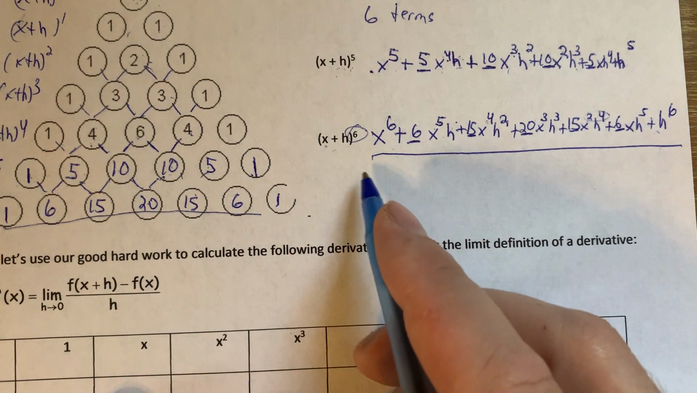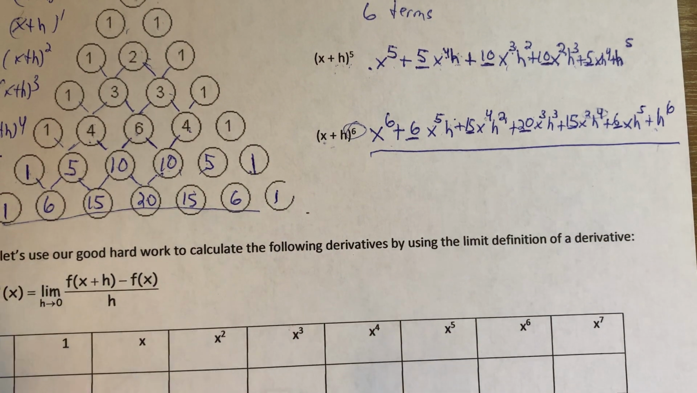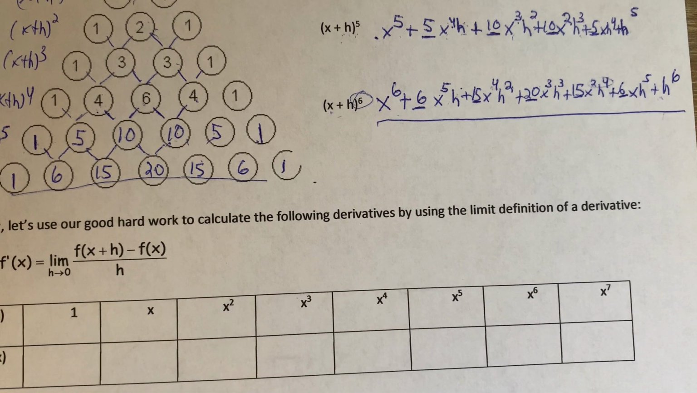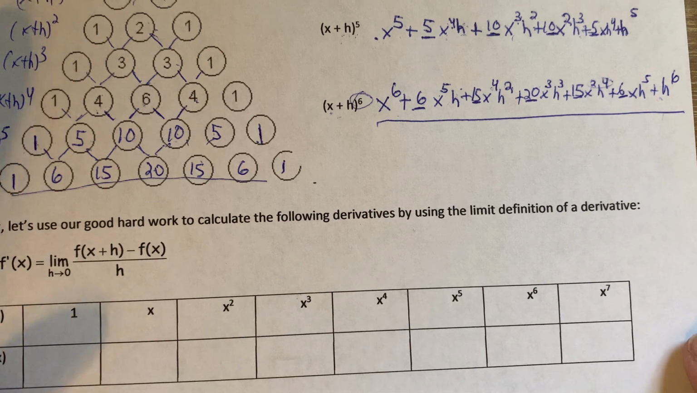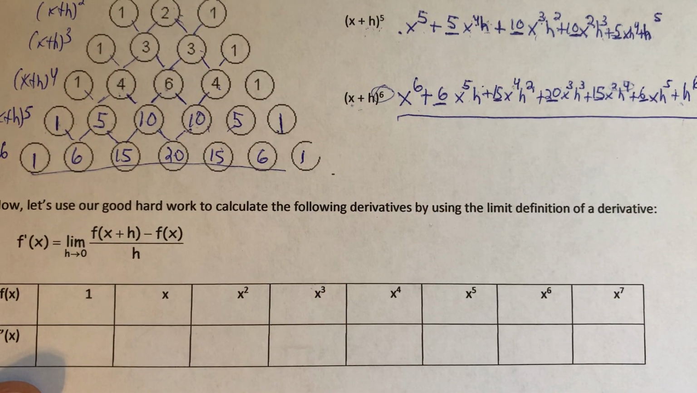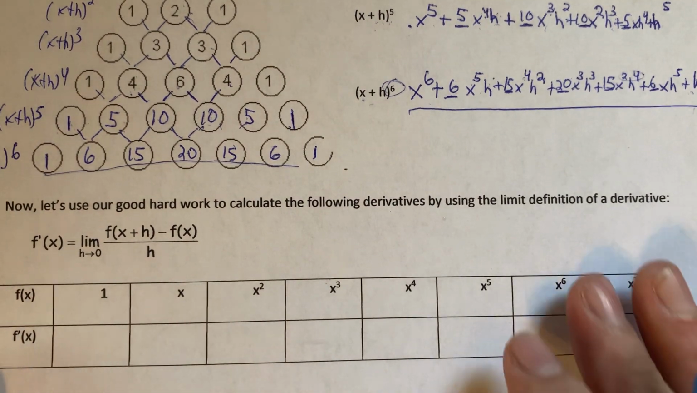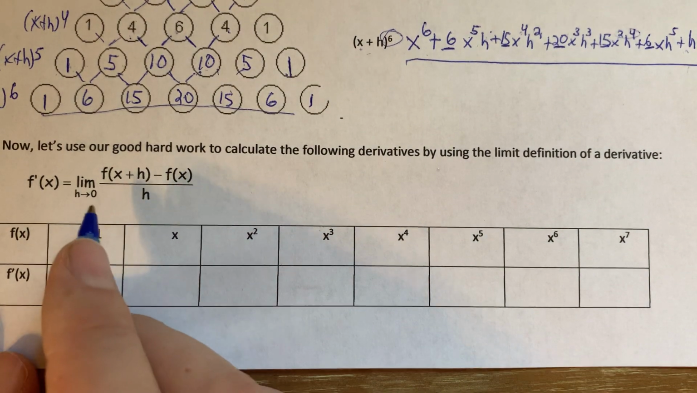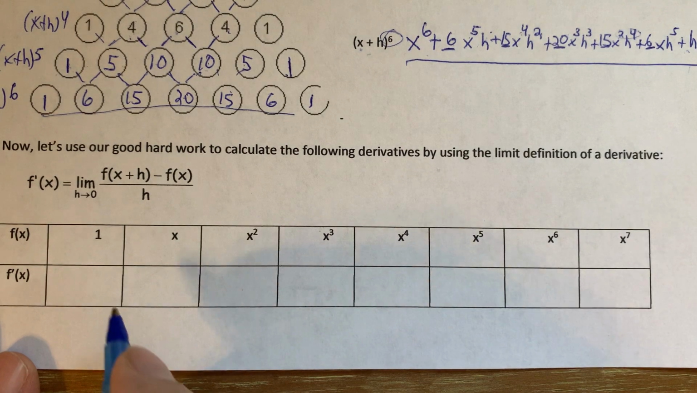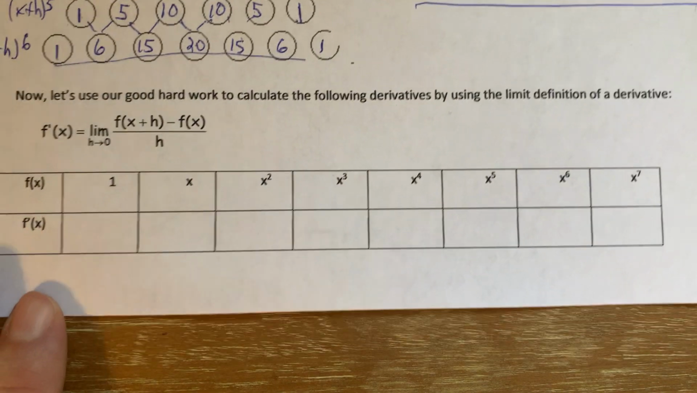This actually comes up not just in what we're doing today, guys, where we're going to use this in just a minute, but it comes up in a lot of areas of math, including statistics, some higher order differential equations, and combinatorics. It shows up in a bunch of places where we want to be able to expand binomials. This is called the binomial theorem. Okay, so let's use our good hard work to calculate these derivatives. We're going to do this on a separate sheet of paper real quick.